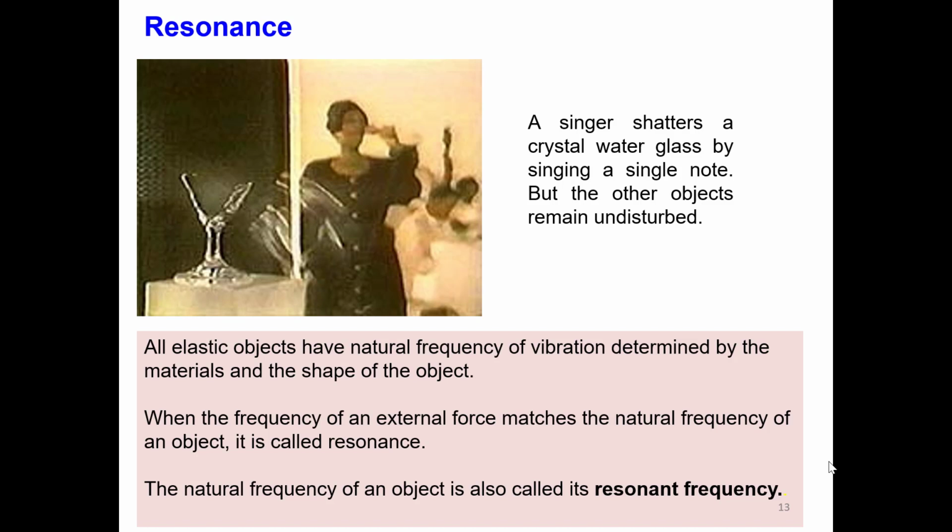And the natural frequency of the object is called the resonant frequency. And why does it break? The reason is if the external frequency matches the resonant frequency of the material, then the energy is transmitted efficiently. And this is why the molecules of the crystal start to vibrate faster. And this is why at one point the crystal is going to break.